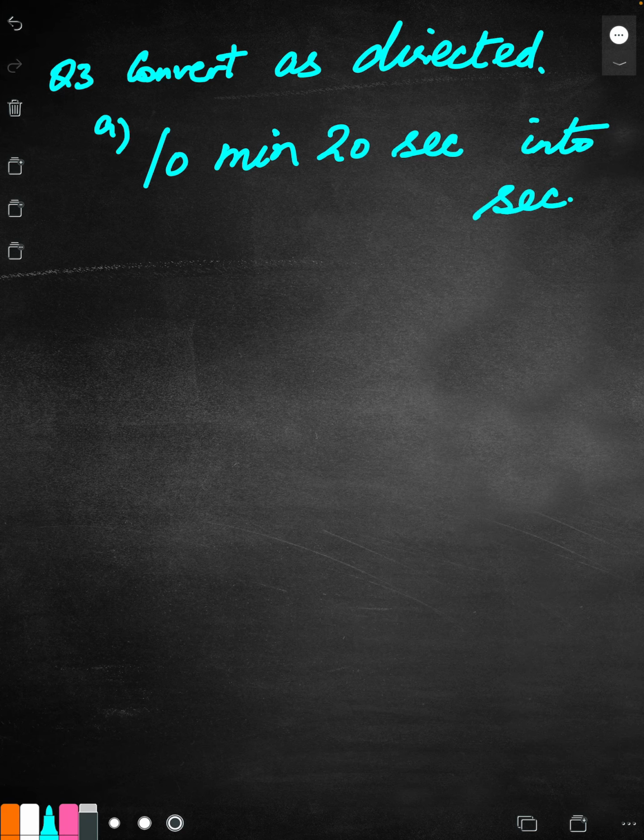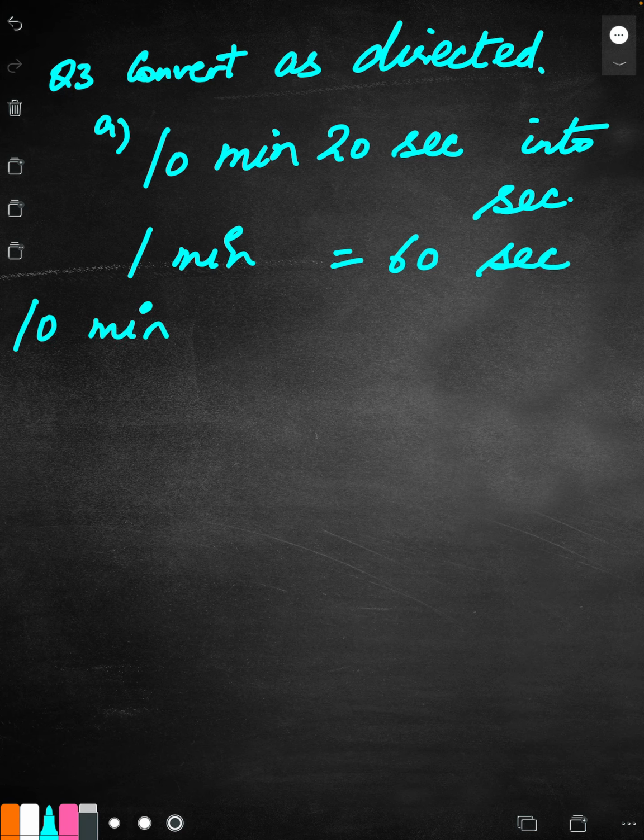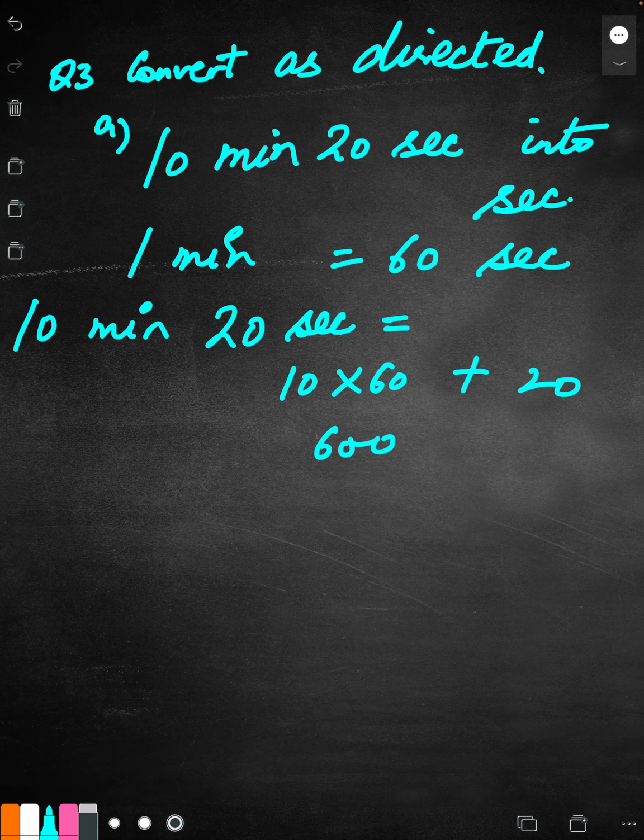Now, seconds is the smallest unit of time. Remember, discussed in the earlier videos. I write the relationship between the minutes and the seconds. 1 minute is 60 seconds. The steps of conversion are just the same as we have already practiced. So, 10 minutes, 20 seconds will be equal to 10 multiplied by 60 plus 20. 2 zeros and 6 ones are 6. Plus 20, so 620 seconds is my answer. Simple enough, right?